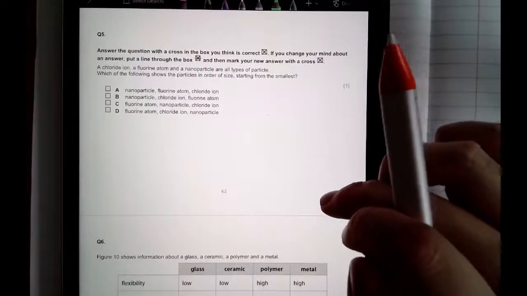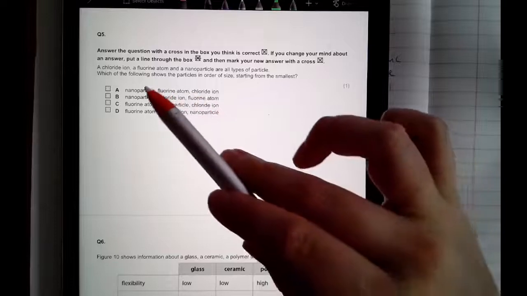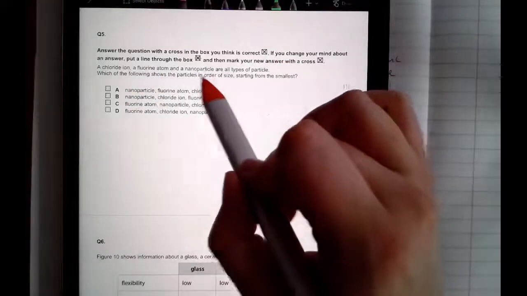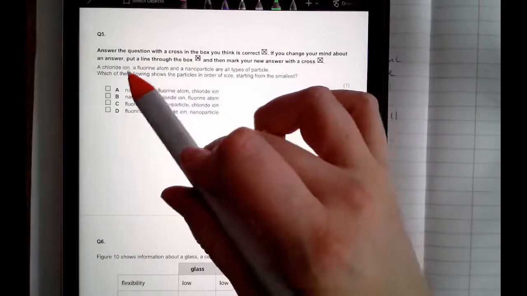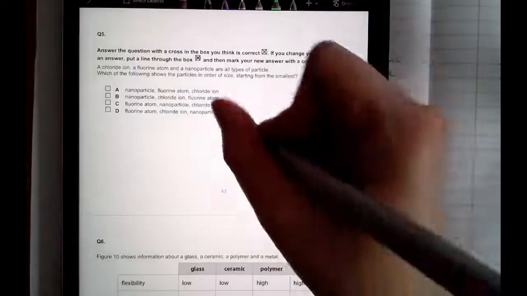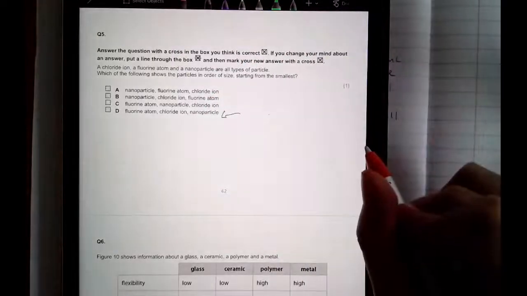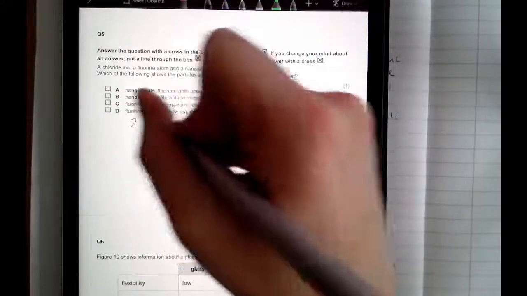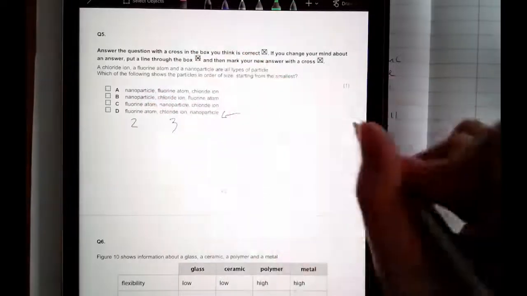Another one relating to size. You're asked to compare a chloride ion, a fluorine atom, and a nanoparticle. Remember, nanoparticles are typically a couple of hundred of atoms, so the nanoparticle is going to be bigger than an individual atom or an ion. So straight away I'm drawn to D, that has the nanoparticle at the end. A fluorine atom would be smaller than a chloride ion. Fluorine atom is in period 2, so it's got 2 shells. Chloride ion is in period 3 with 3 shells. So your answer is going to be D.